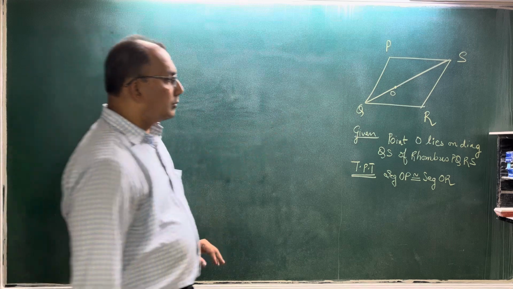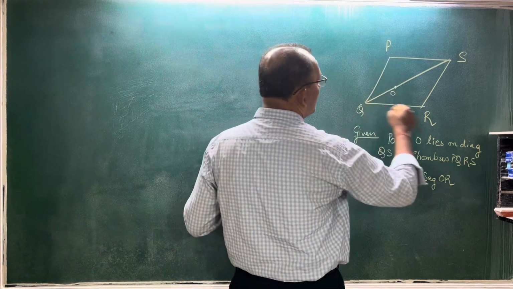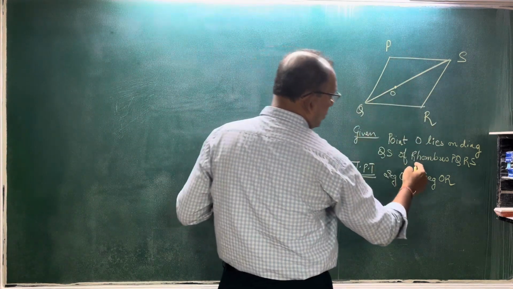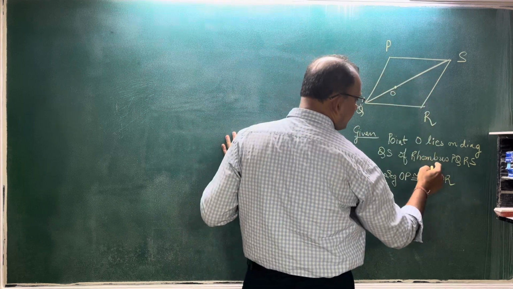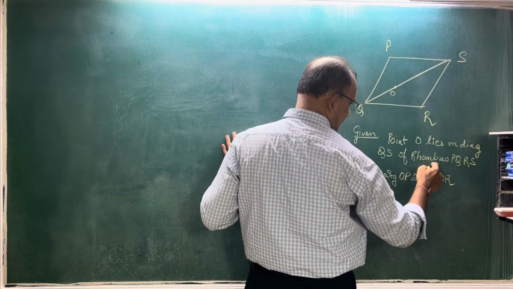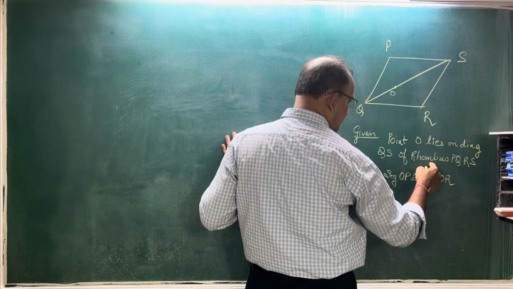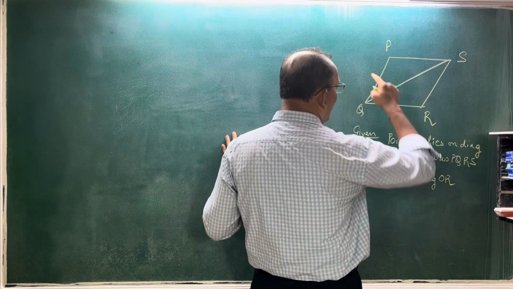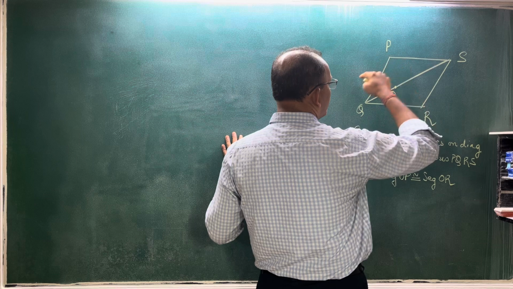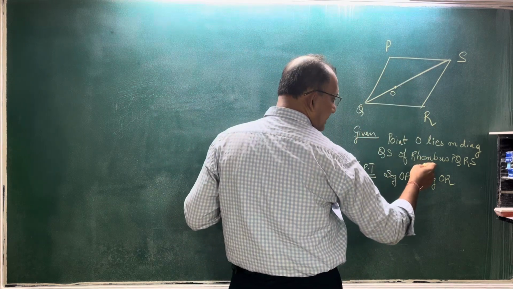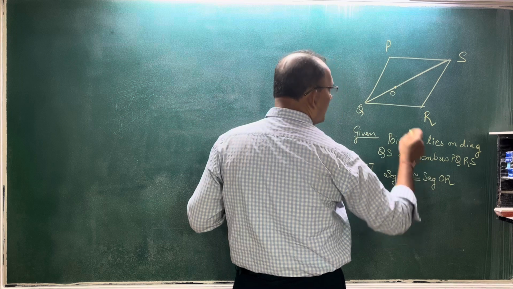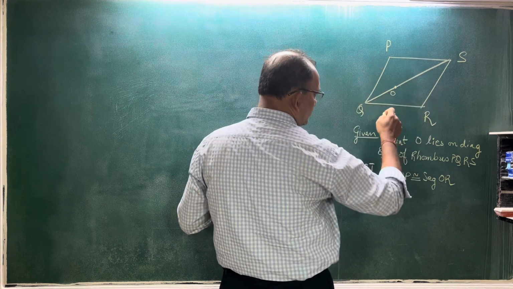Here a rhombus is given. It is rhombus PQRS. So you should get some information from the word rhombus. If it is a rhombus, it has to be understood that all the four sides are congruent. So rhombus gives us information, all four sides are congruent.